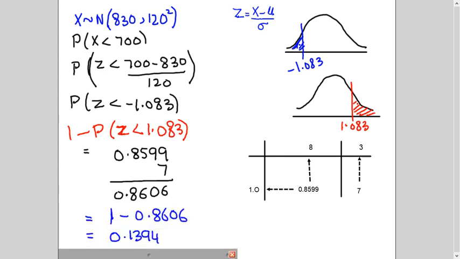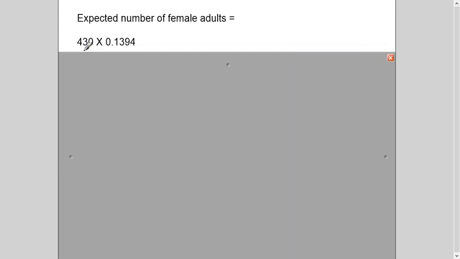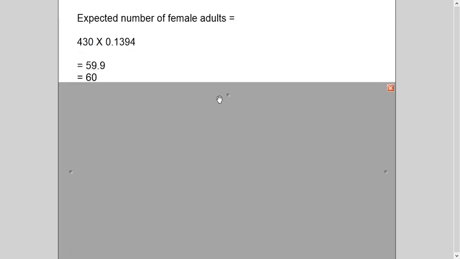So I got 0.1394. So what was the question saying? The question was saying the probability that weight is less than 700 kg. So this is the probability of that. But how many adult giraffes were there, for which we have to find out those that have weight less than 700 kg? There were 430 female adult giraffes, right? So I'm multiplying it and I get 59.9.